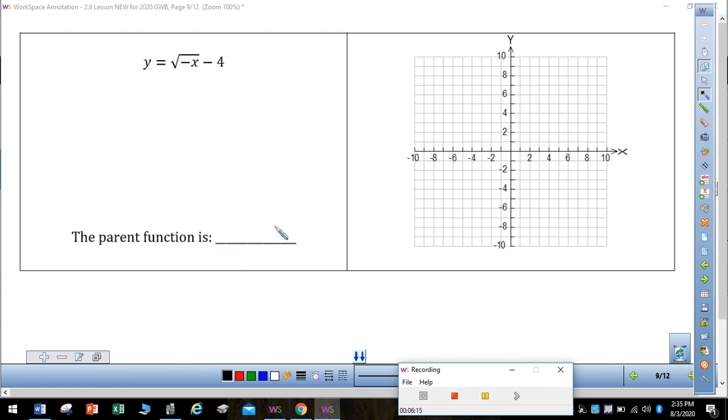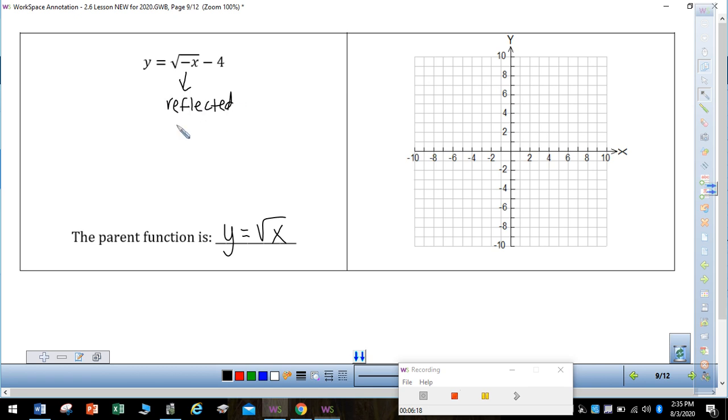All right, in this next one, we see the square root symbol again. So this one has a parent function of y equals square root of x. Two things happening on this one as well. Now this time, because the negative is inside the function, meaning it's inside the square root bracket, this one is going to be reflected over the y-axis. And then it's subtracting 4 on the outside of the function, so it's going to move down 4 spaces.